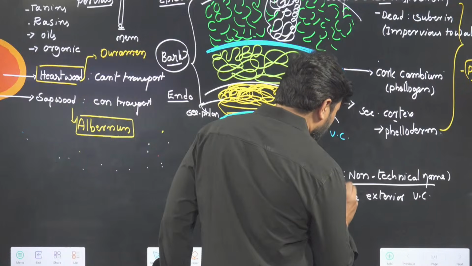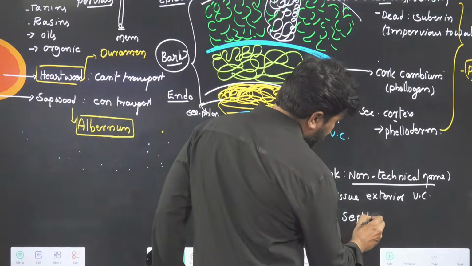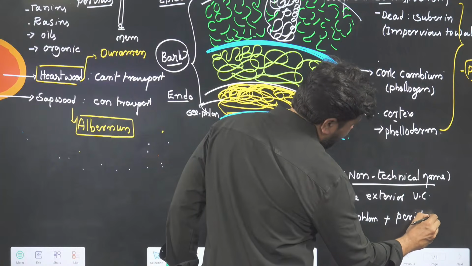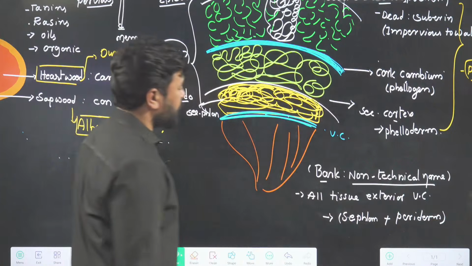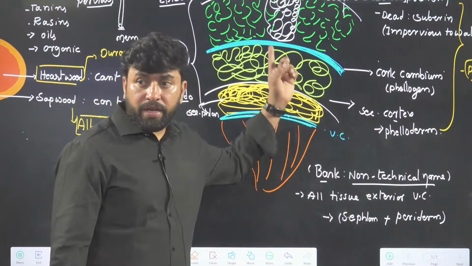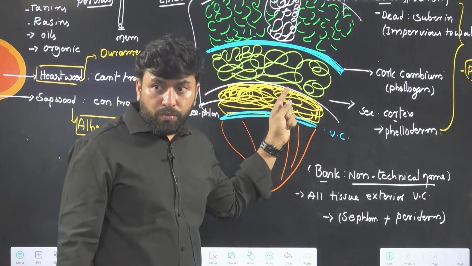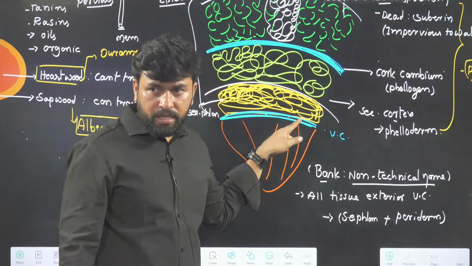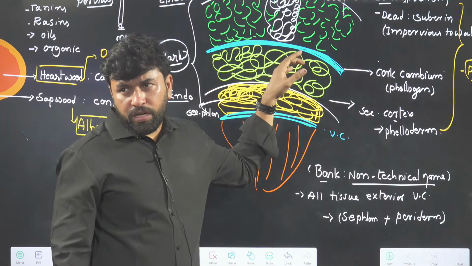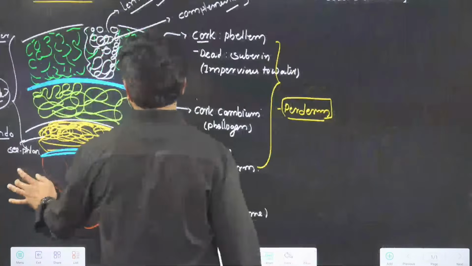Next one, bark could be simply denoted as secondary phloem plus periderm. Periderm means all the three layers collectively; that's known as bark. Like that, there is a development of various layers of cells, exterior and interior to the stele. Intrastelar secondary growth: vascular cambium. Extrastelar secondary growth: cork cambium will be formed. This is about secondary growth in dicot stem.